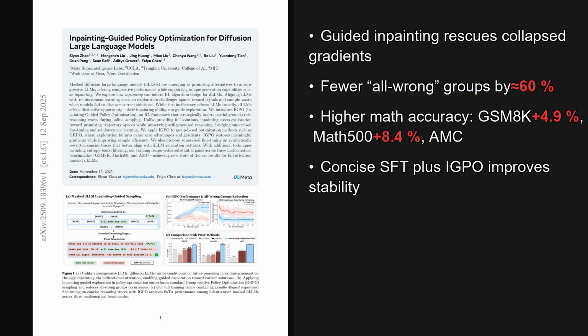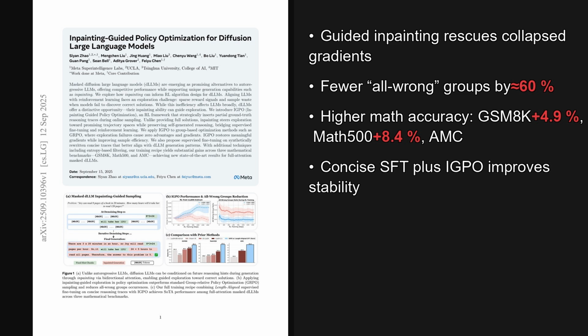I'm Alex. Today we're looking at a paper from the Hugging Face Trending List, published on September 12, 2025, which was about 4 days ago. The big idea is IGPO, a reinforcement learning framework that uses inpainting to steer exploration in diffusion large language models, delivering state-of-the-art gains and cutting all wrong groups by about 60%, while boosting accuracy on GSM 8K by 4.9%, Math 500 by 8.4%, and AMC by 9.9%.